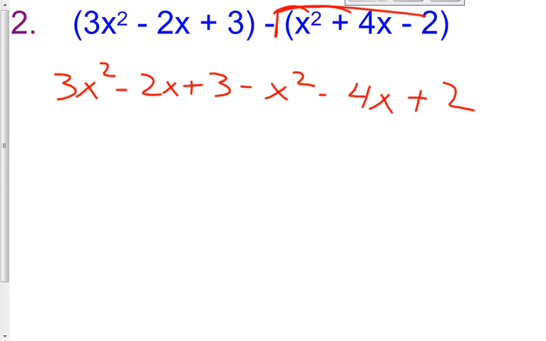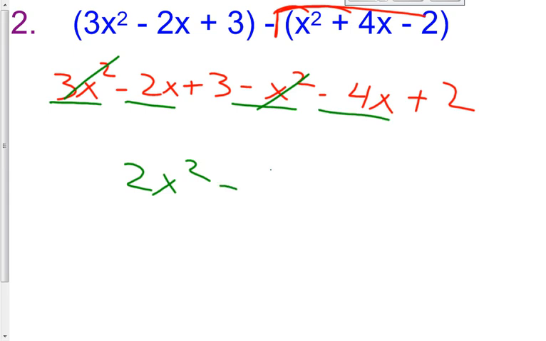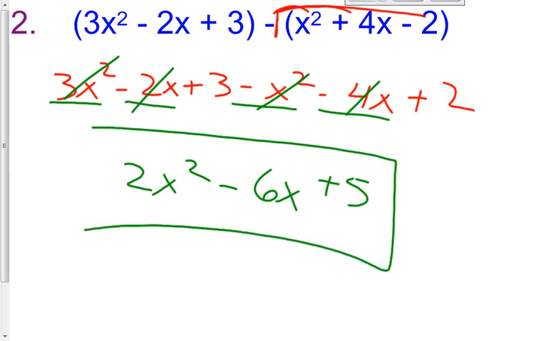And now that I just have adding, all I'm going to do is combine like terms. So I have 3x squared minus 1x squared is 2x squared. Those are gone. I have a negative 2x minus 4x. A negative 2 minus 4 is a negative 6x. That takes care of my x terms. And then I have a positive 3 plus 2, making it a positive 5. So my answer, when I subtract 3x squared minus 2x plus 3 minus x squared plus 4x minus 2, is 2x squared minus 6x plus 5.